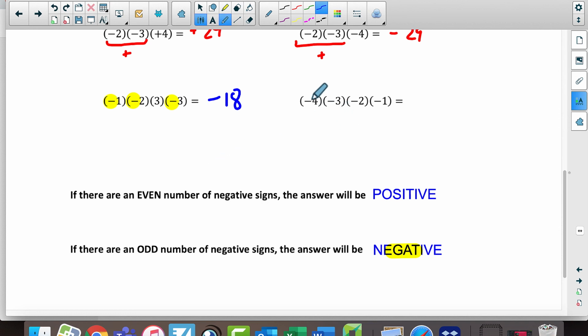Okay, how about this one? How many negatives do we have? We have 1, 2, 3, 4 negatives. So 4 negatives. 4 is even, which means our answer is positive. So you can put the plus sign in if you want. You don't need to. Let's multiply. 4 times 3 is 12. 12 times 2 is 24. 24 times 1 is still 24. Our answer is positive 24.